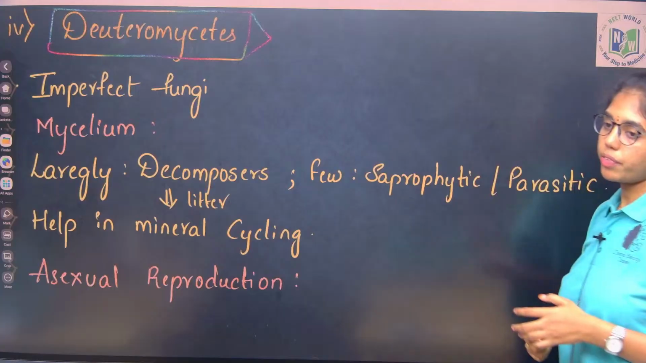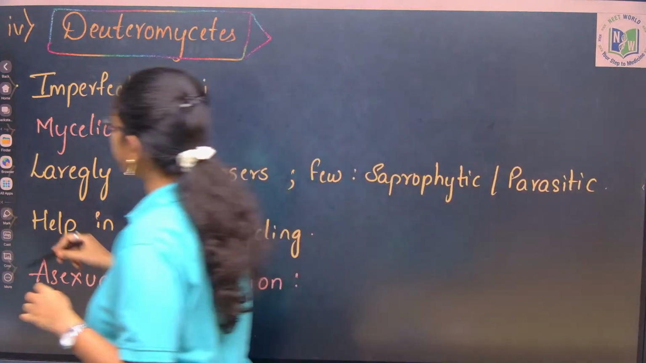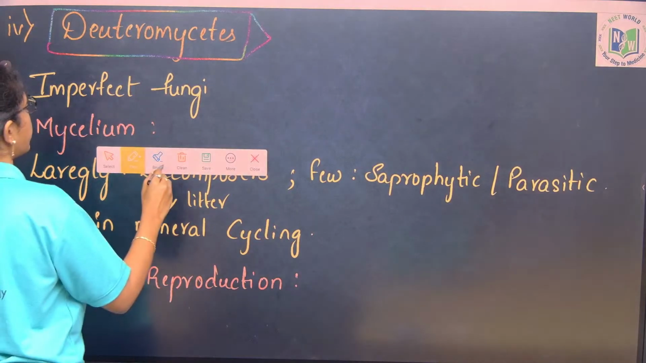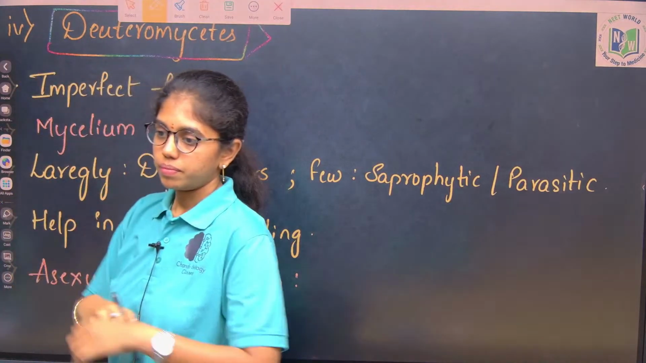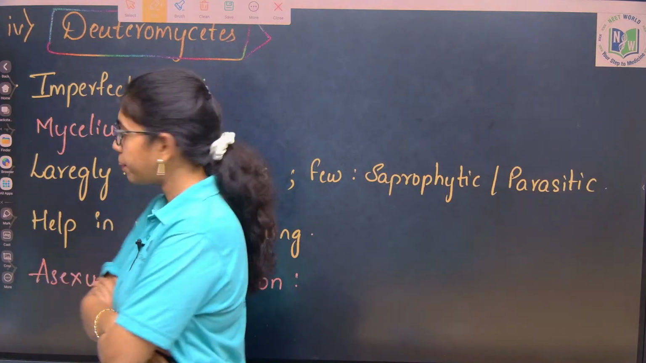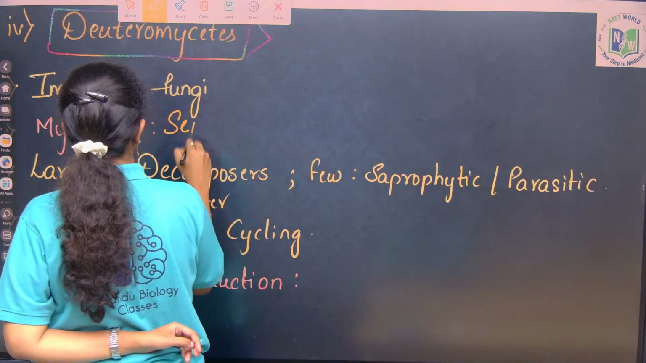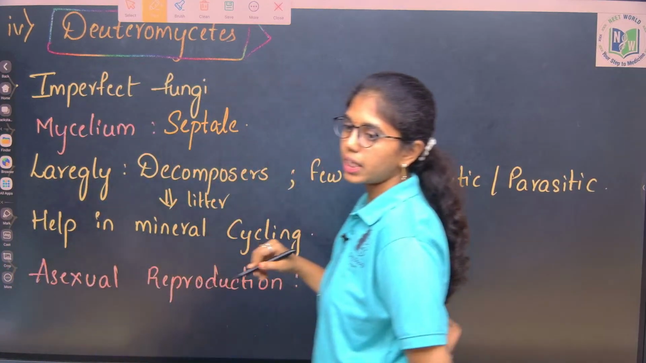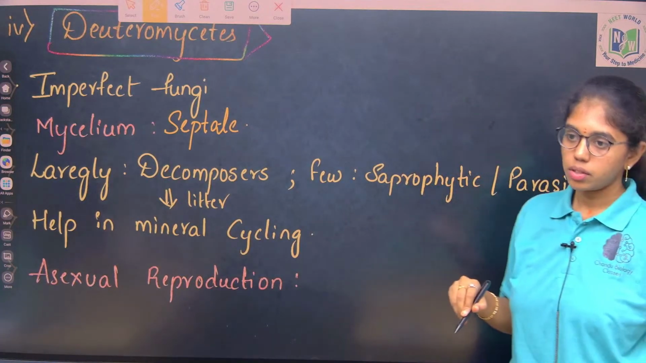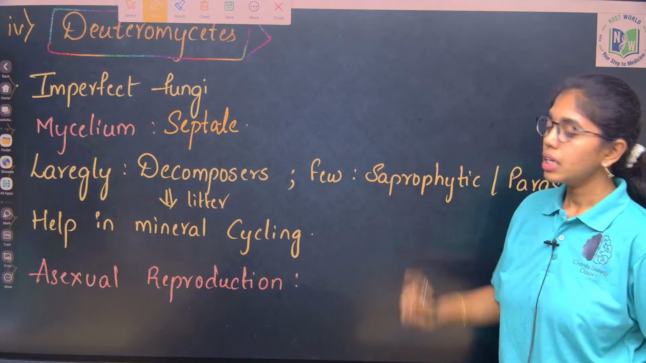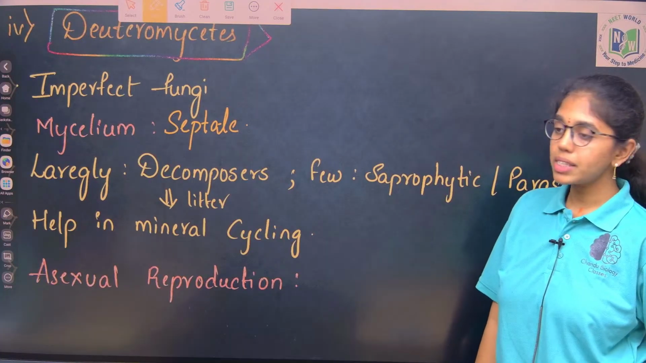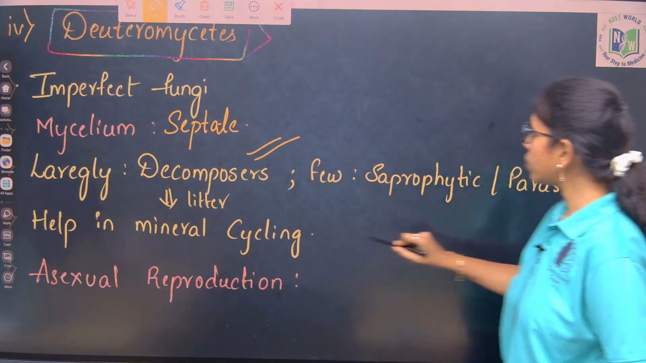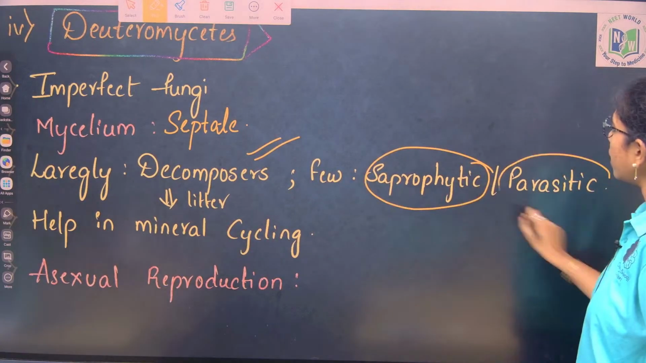Deuteromycetes are imperfect fungi. Is the mycelium septate or aseptate? Septate mycelium. Only in the primitive class of fungi, Phycomycetes, will you see the aseptate condition. In Deuteromycetes it is septate, and they are largely decomposers. Few of them are saprophytic and parasitic.